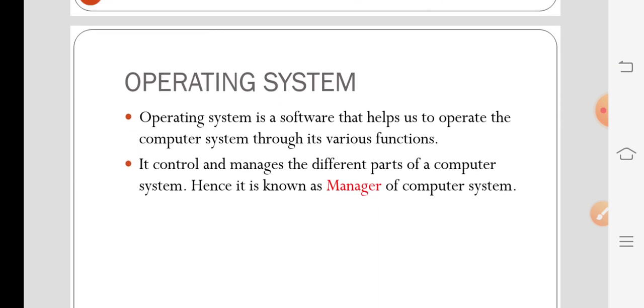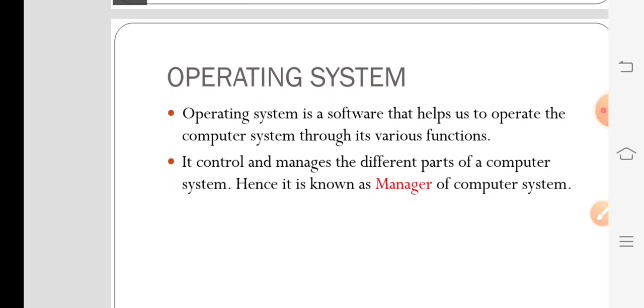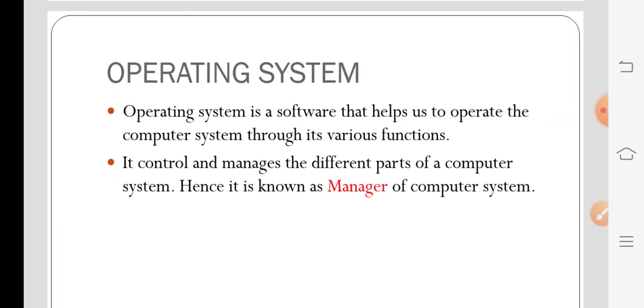Next is the operating system. An operating system is software that helps us to operate the computer system through its various functions. It controls and manages the different parts of a computer system. Hence, it is known as the manager of the computer system.